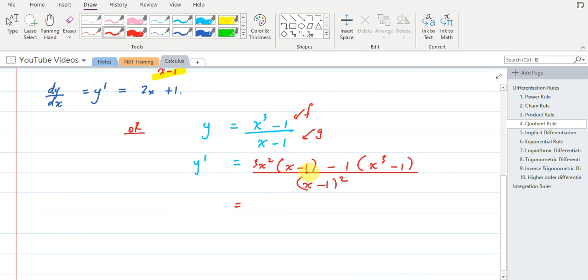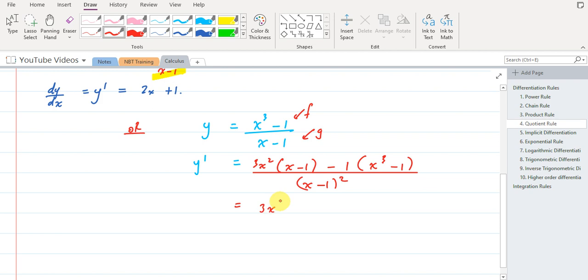The easiest way to simplify, otherwise you need to remember how to factorize x cubed minus 1. You can factorize, take out x minus 1 as a common factor and cancel with the denominator. You should get the same answer. Otherwise, let me just open it up.